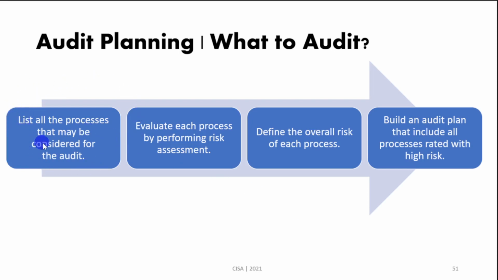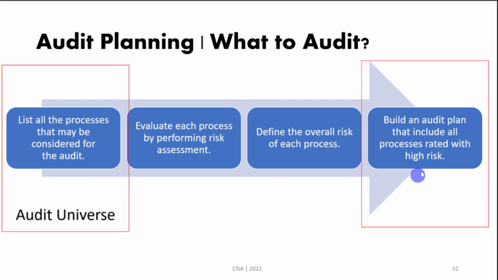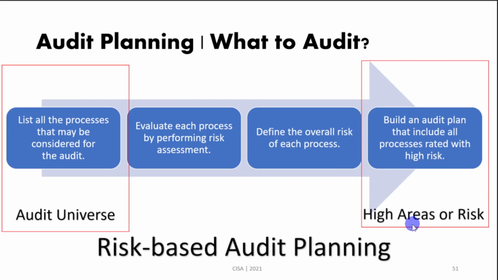All the processes that you could consider for the audit is called the audit universe. And the audit plan that you created will consider the high areas of risk. That's what risk-based audit planning implies. The risk-based audit planning is to plan for your audit based on the resources or the assets or the processes that will bring the high areas of risk, so you are doing this part in order to save the budget or comply with the requirement.